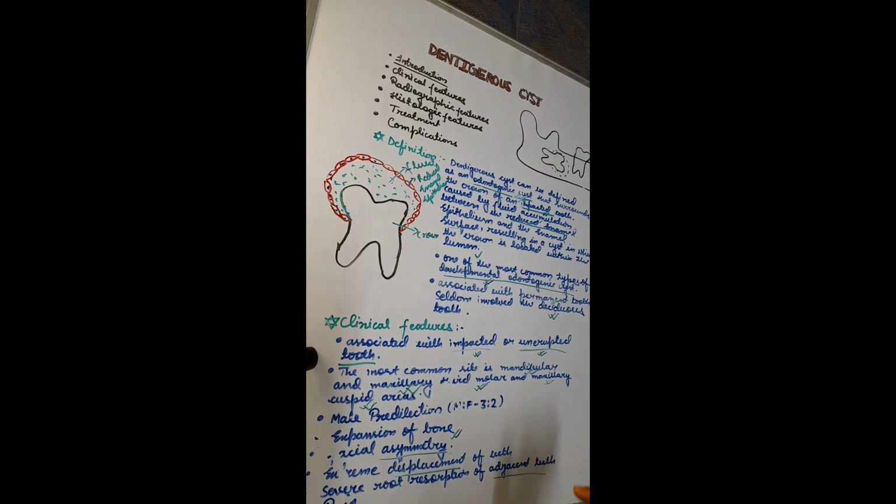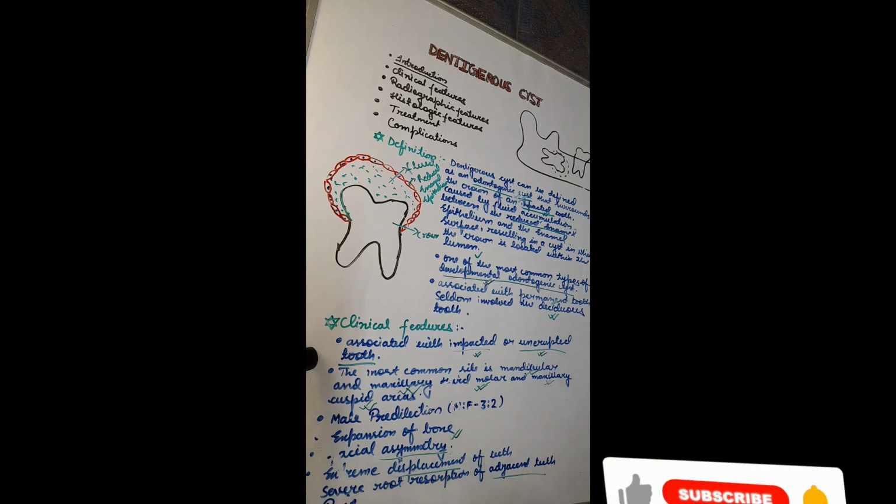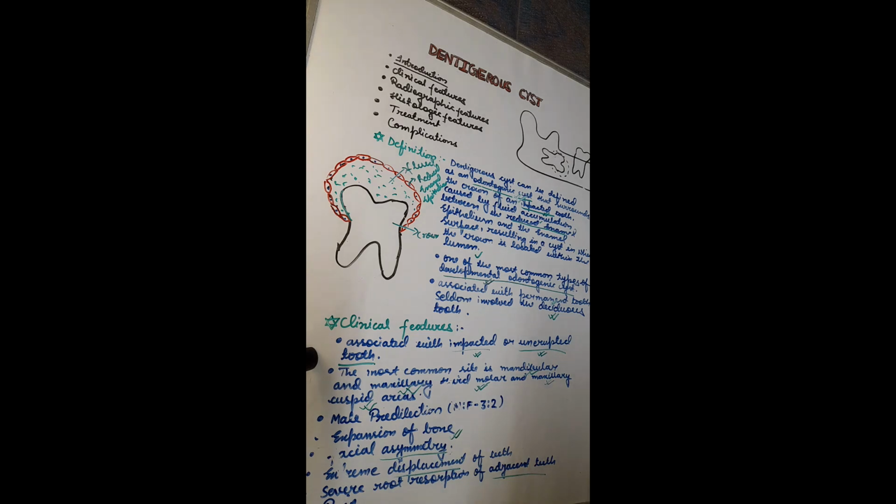Today I am going to teach you about dentigerous cyst. Dentigerous cyst can be defined as an odontogenic cyst that surrounds the crown of an impacted tooth caused by fluid accumulation between the reduced enamel epithelium and the enamel surface, resulting in a cyst in which the crown is located within the lumen. It is called an odontogenic cyst because it is derived from the tissue forming the oral cavity, and it surrounds the crown of an impacted tooth.